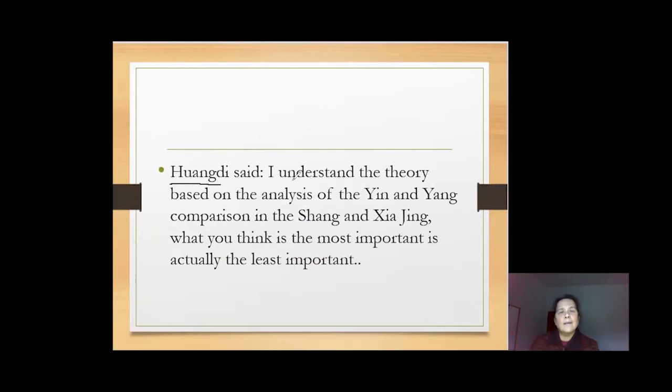Then Huang Di said, according to my understanding, the series of yin and yang. So that mentions Shang Jing and Xia Jing. Like we talked about before, Jing is a great book. Shang is the upper. Xia is lower, or down.